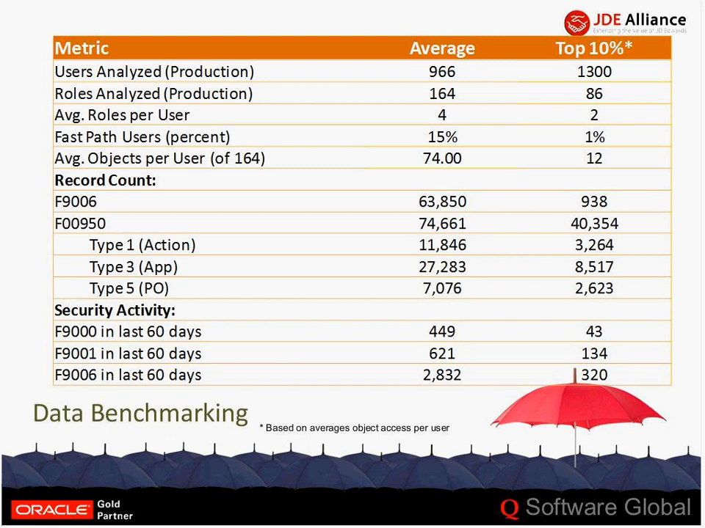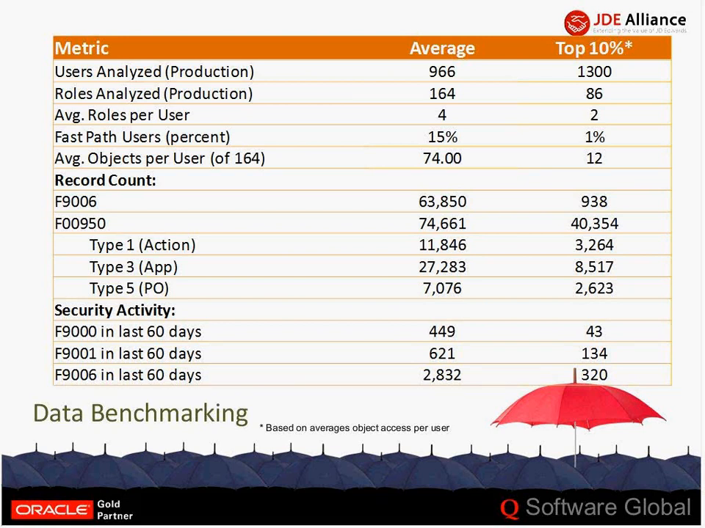A significant reduction in the number of users with FastPath, and that average objects per user of 164. PwC audit you against around 164 objects. They're the ones that they're really worried about, things like next number revisions, bank account, all those kind of things. In the top 10%, a user only on average had access to 12 of those as opposed to 74 for the average JDE customer.